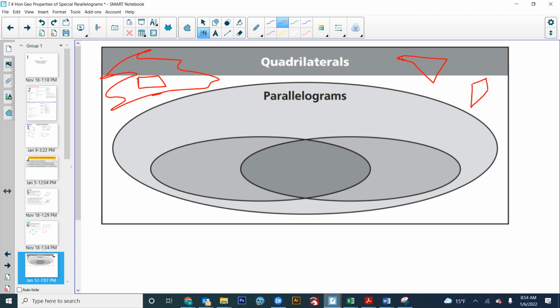Inside of parallelograms, we have rectangles. And we have rhombuses. Now, because we know how Venn diagrams work, the rectangle region is this whole region right here. The rhombus region is this whole region right here. And I bet it wouldn't take too much thinking to guess what is the shape where they overlap. Squares.